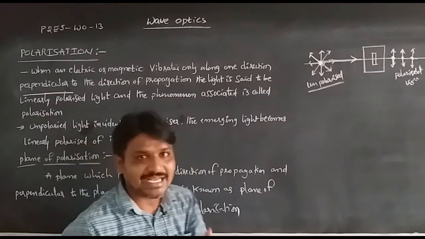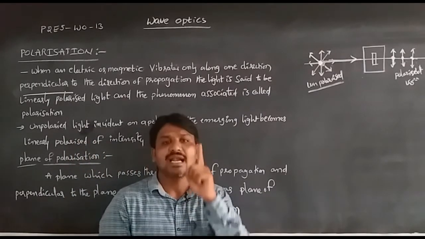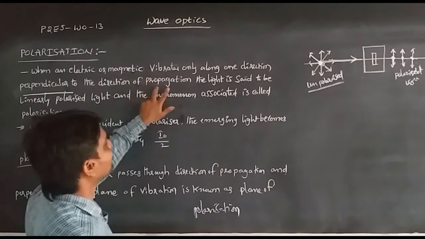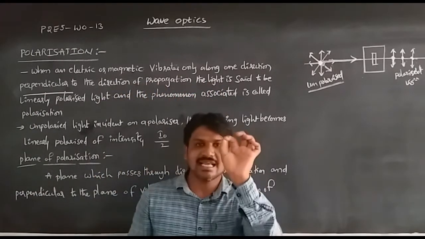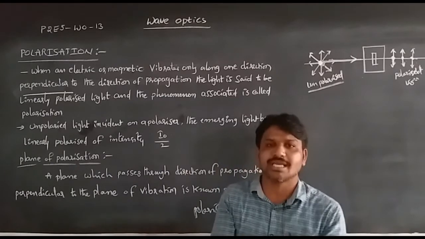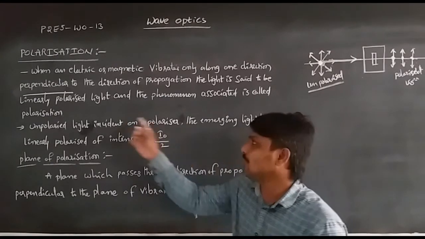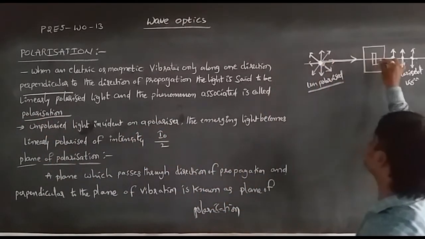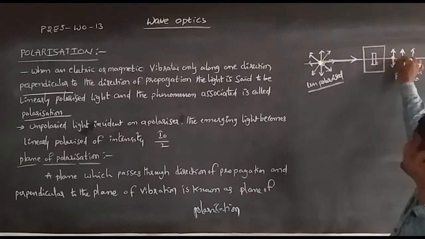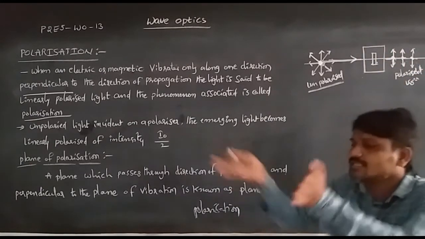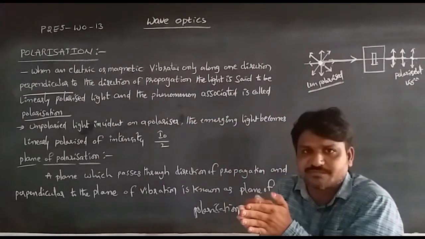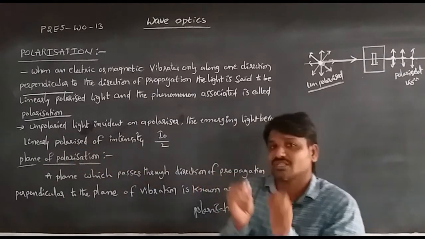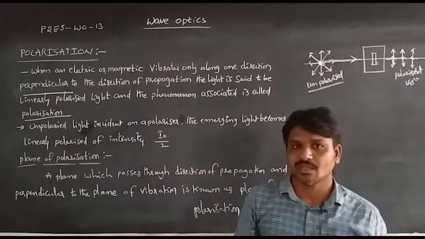perpendicular to the direction of propagation of light, which is said to be linearly polarized. The associated phenomenon is called polarization. When unpolarized light is incident on the polarizer, the emerging light becomes linearly polarized, each component having intensity I naught by 2.